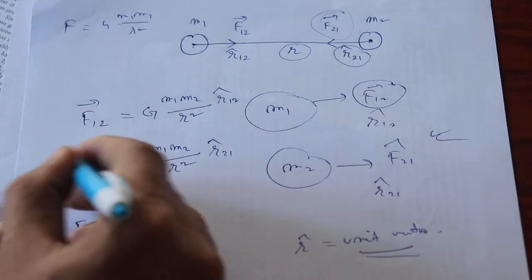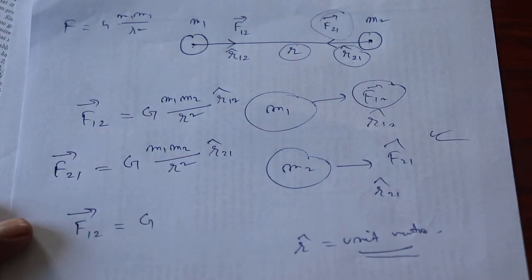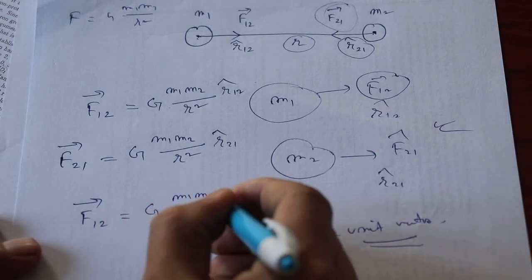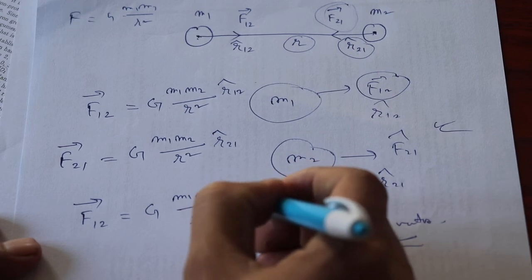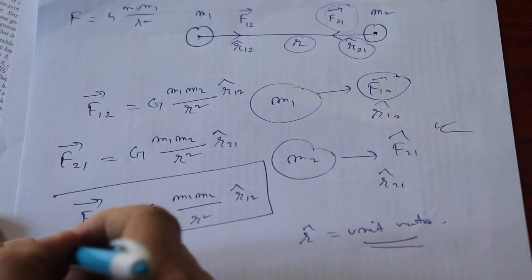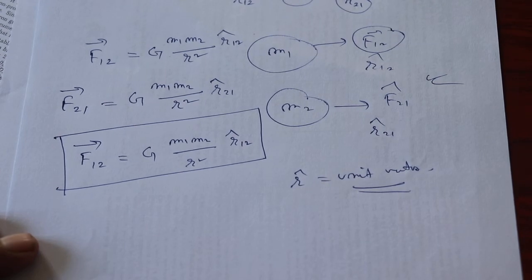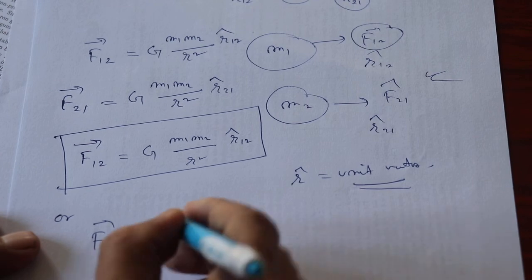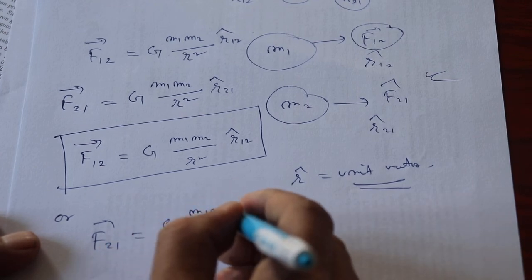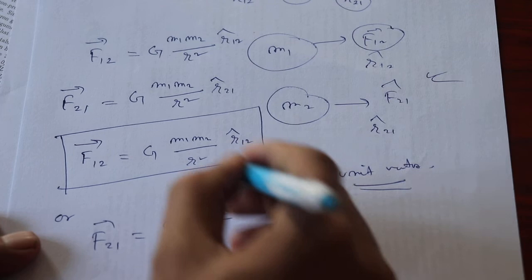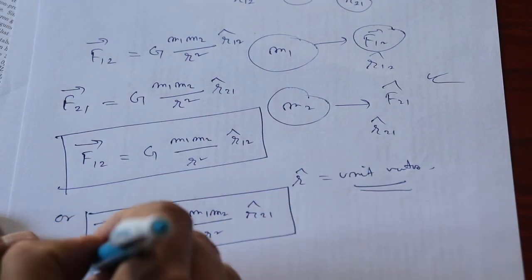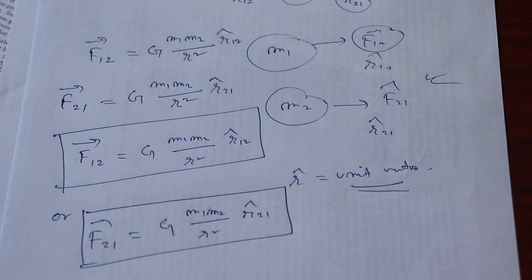Okay, so in other words, write like this here, F12 is equal to G. This will be in the vector form right now. So put the vector arrow here. G M1 M2 by R square, then R12 unit vector. So this must be the law of gravitation in the vector form. Or you can write like this here: F21 is equal to G M1 M2 by R square, then R21 cap, or unit vector. Okay, so these two equations represent the law of gravitation in the vector form.